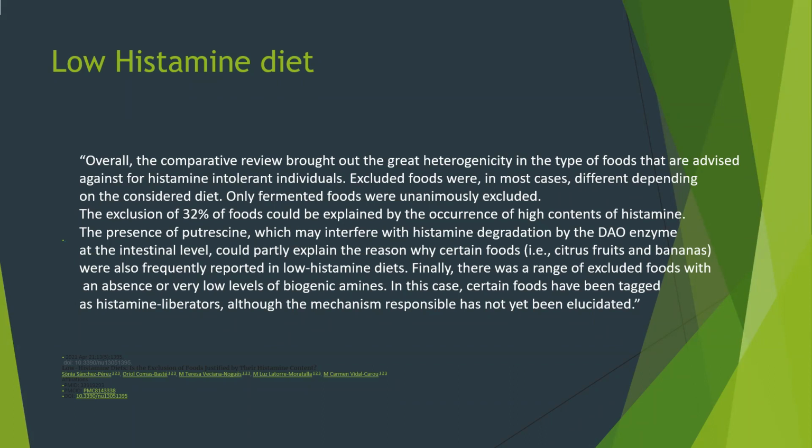And then there are foods that will affect the DAO enzyme. And you saw in the beginning, we had that DAO enzyme that helps you to get rid of the histamine. So if you're eating a food that will either increase degradation of histamine or reduce degradation of histamine, then obviously that particular food can affect how you feel. And therefore, you may want to get rid of, for example, citrus fruits and bananas, because they are among those that will affect the DAO enzyme function.